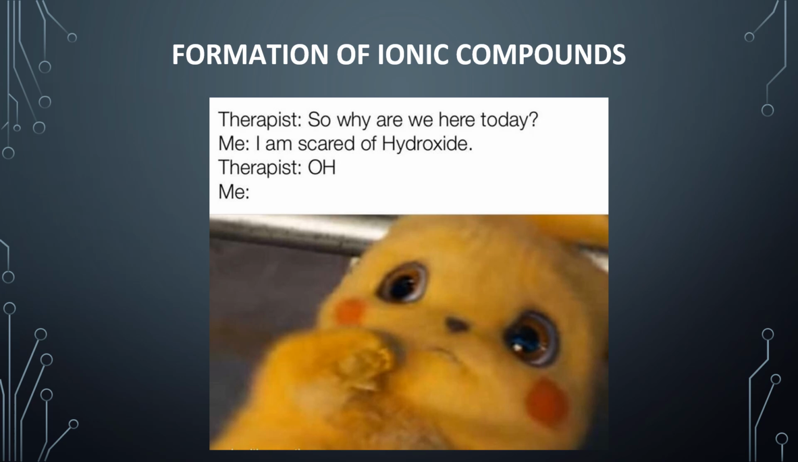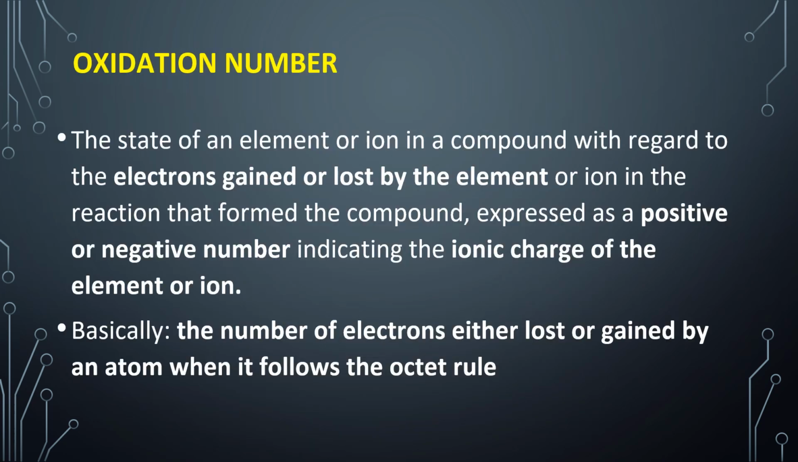This is a lecture on how to form ionic compounds. So the first thing you need to know is the oxidation number. It's the state of an element or an ion in a compound with regard to the electrons gained or lost by it, and it forms a positive or negative number based on if it loses or gains electrons, which we've discussed and discovered in class actually.